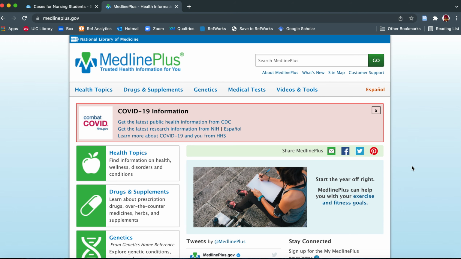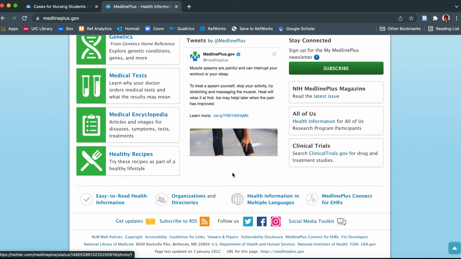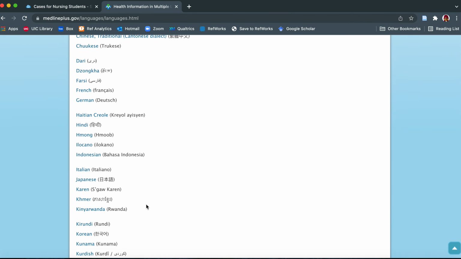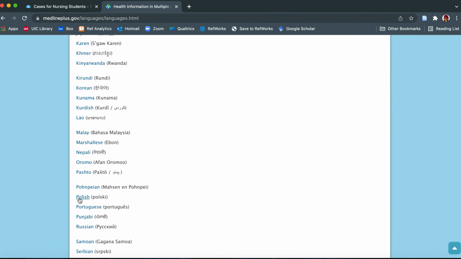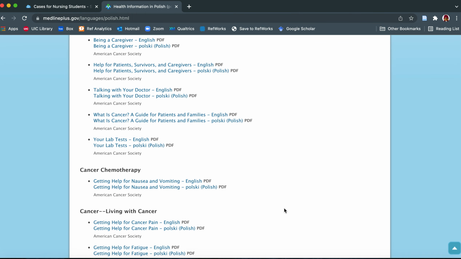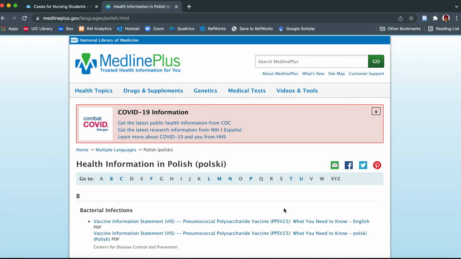I do encourage you to look around the website a lot. As you can see, there's a lot here. If we click on health information in multiple languages, you can click on a language to see everything that it has in it. Going back to Polish. Here's all the patient information we have in Polish. It's not going to have everything, but it's going to have a lot, and it's better than giving them something that's in English and hoping they'll be able to figure it out.